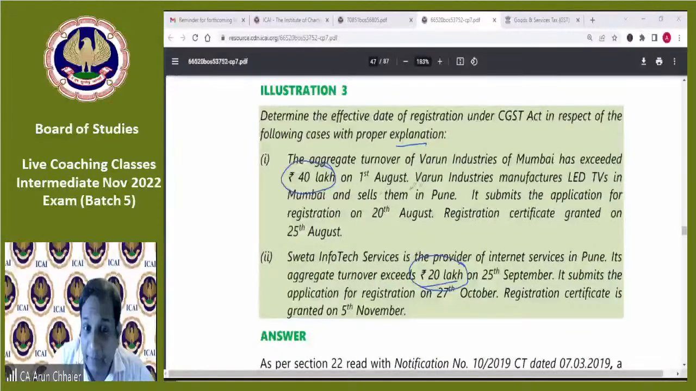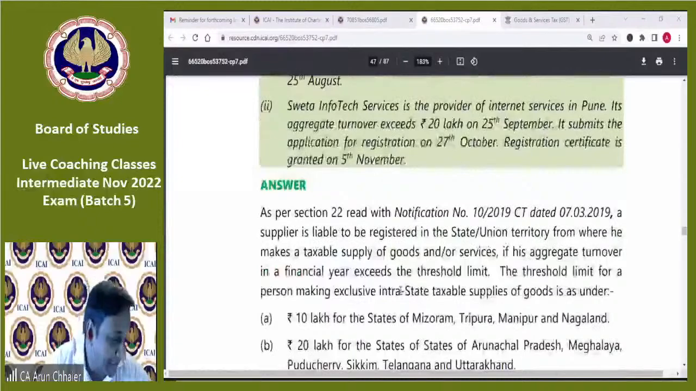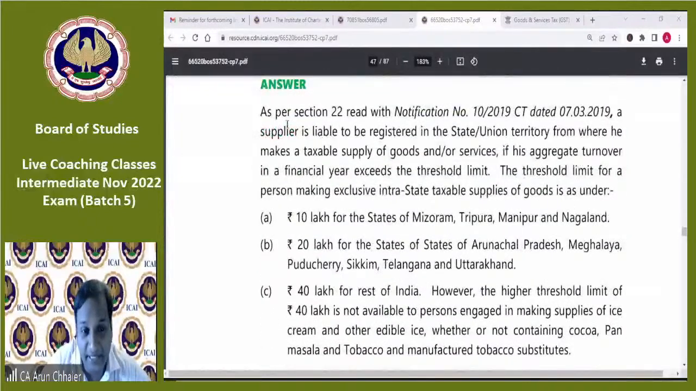He is making the supply from Mumbai to Pune. Both are in Maharashtra, within state. Within state, na. So it means you have to give that particular 40 lakh ka reference. You have to give 40 lakh ka reference. What is the explanation? As per section 22, subsection 1, read with that notification.